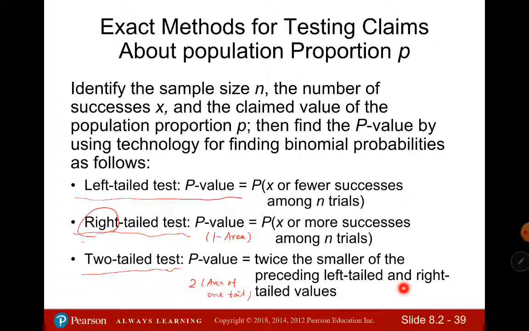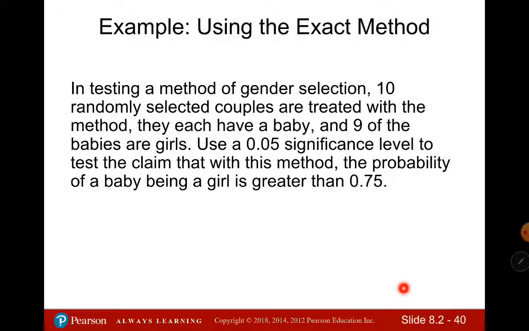Then double it, times 2. That will be your probability value. Sometimes you will get the area of the left tail, sometimes you will get the area of the right tail, okay? But don't forget, for the two-tailed test, you need to double one tail probability to get the p-value for the two-tailed test.